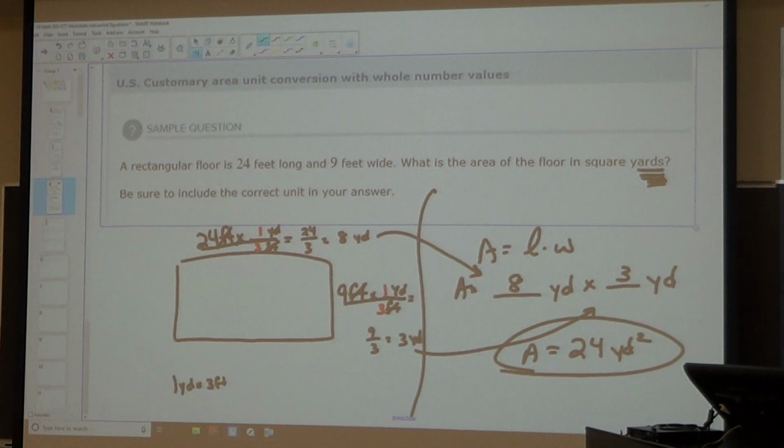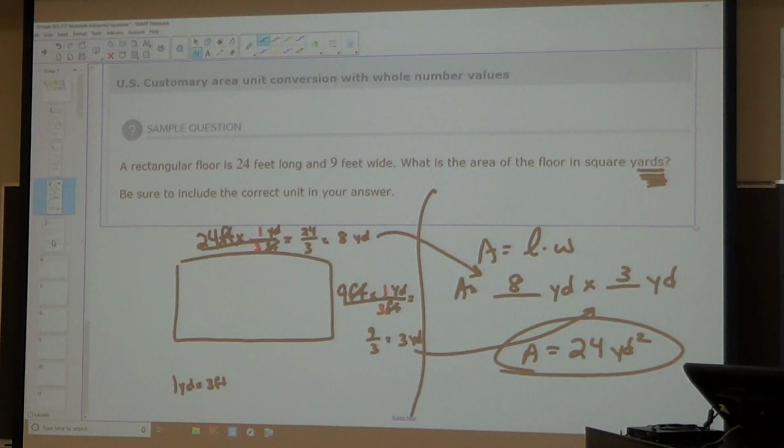So you had to do 2 conversions and an area formula. So it's combining a lot of stuff that you've done in module 3. That one was good.